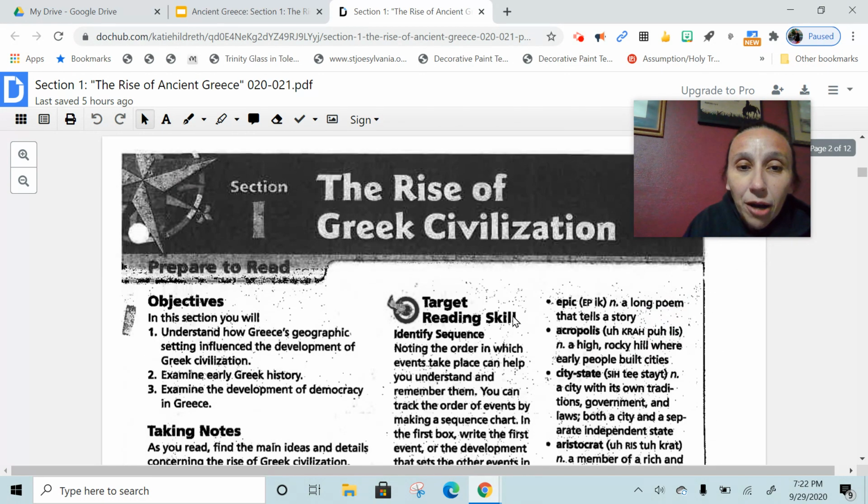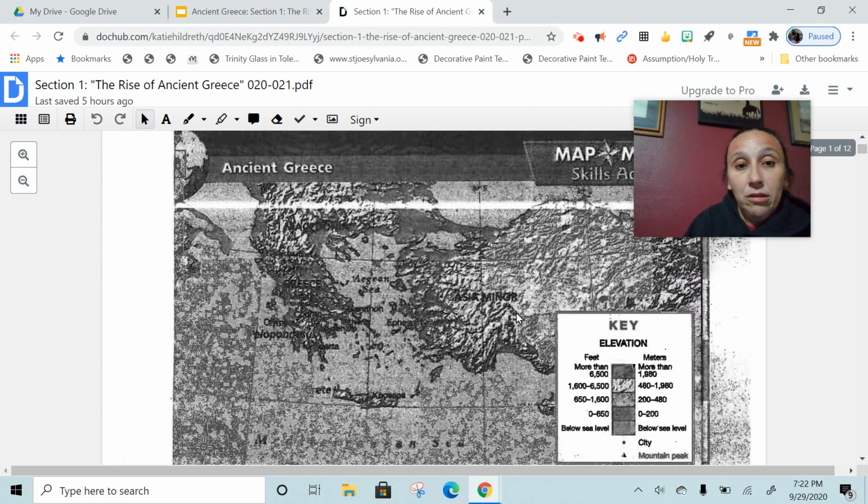So if we scroll back up and we look at the map, right? Here's Greece. There's water here, there's water here, there's water everywhere, right? Even down on Crete, even on the island of Crete, we have the Mediterranean Sea.